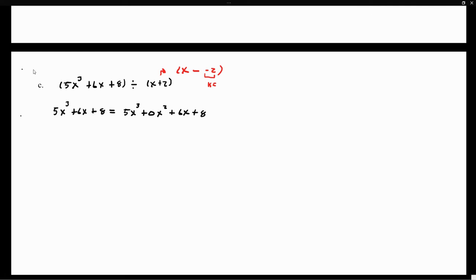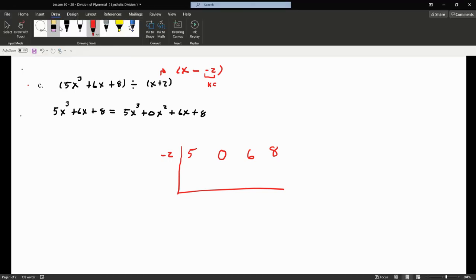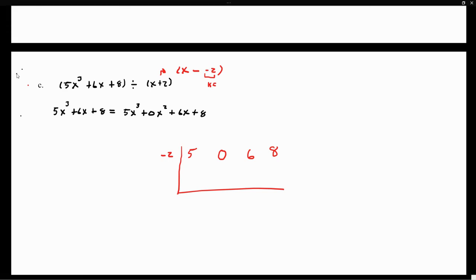So let's get started. Let's get the coefficients, where the coefficient is going to be 5, followed by a 0, because 5 is the coefficient for x to the third. Now we want the coefficient of x to the second, which is 0, then followed by a 6, then followed by an 8. We're going to close it. And now on the outside, we're going to put minus 2, because that is the value of k that we needed here. So now that we have it in this form, let's perform the actual procedure.